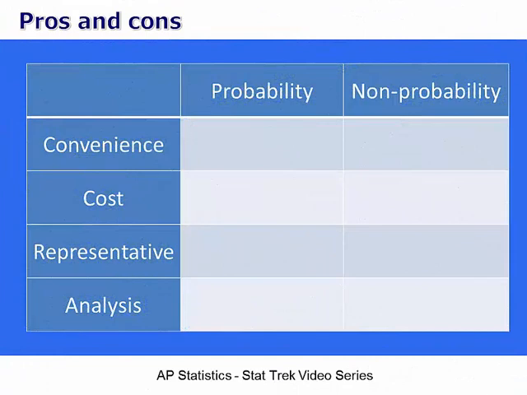Non-probability samples offer two potential advantages: convenience and cost. Probability samples also have advantages. They are more likely to be representative of the population, and they lend themselves better to statistical analysis.